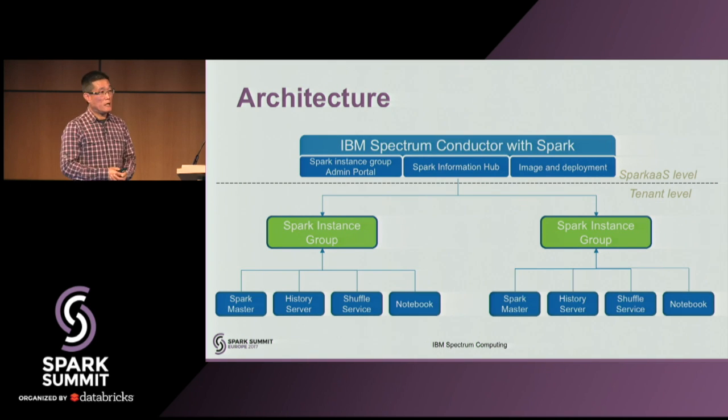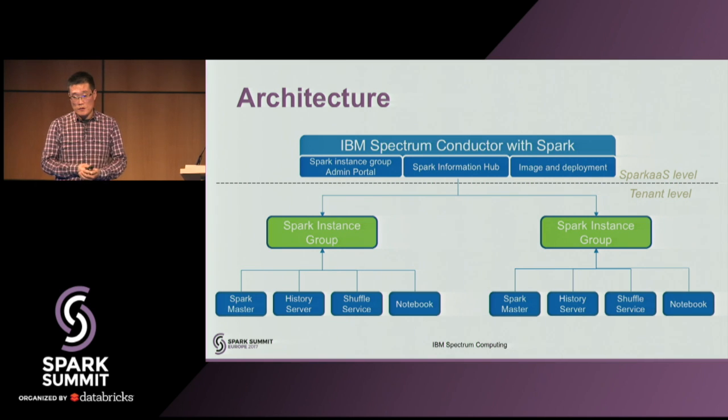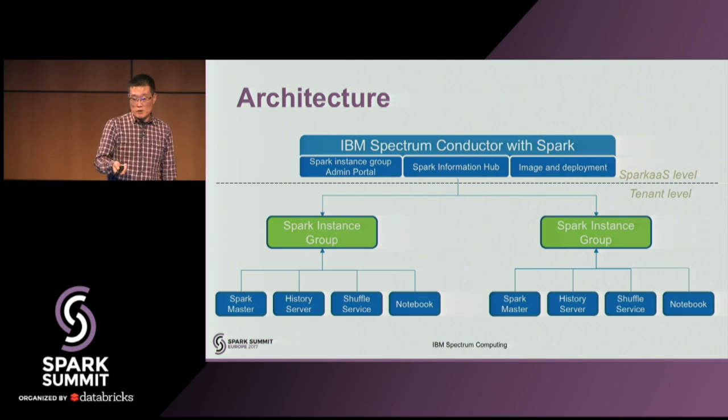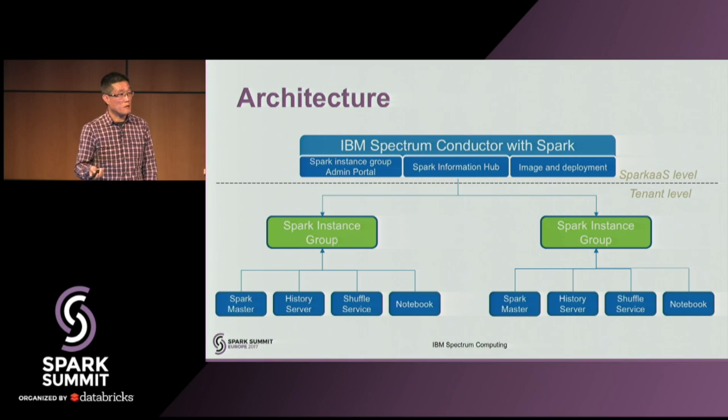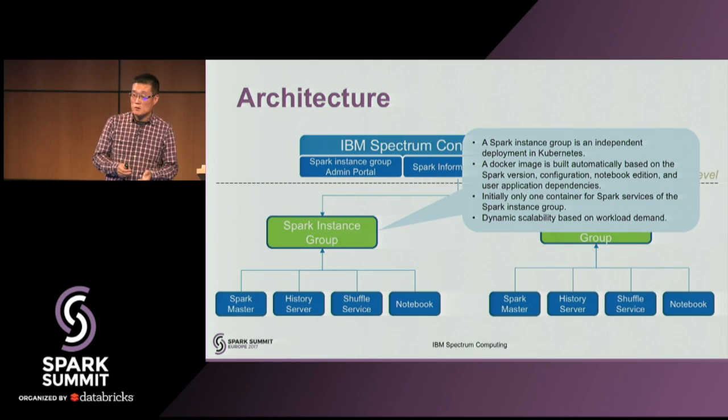So I try to abstract the structure this way. It's a two-layer abstraction. Let's look at it from the bottom up. The bottom level is called the tenant level. The top level we call the Spark as a service level. At the bottom level, we introduce a concept called a Spark instance group. A Spark instance group is a Spark notion of a tenant.